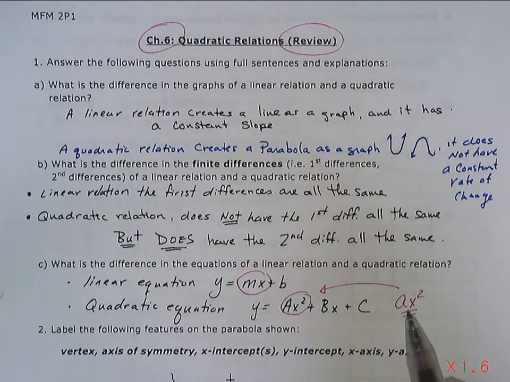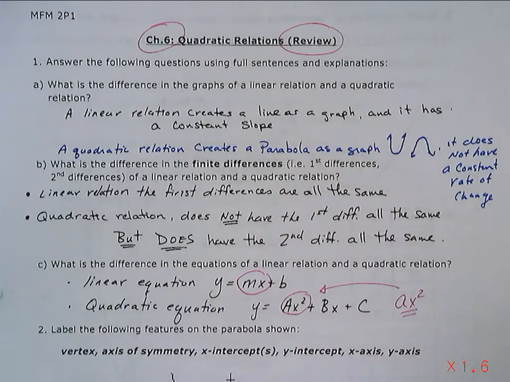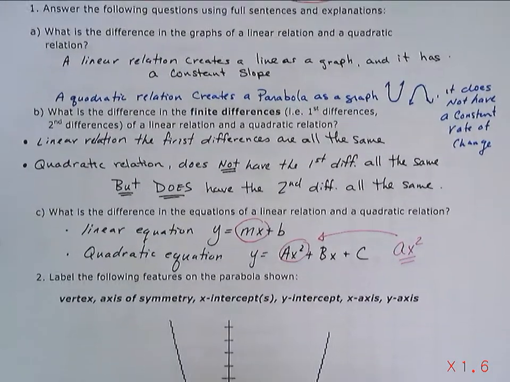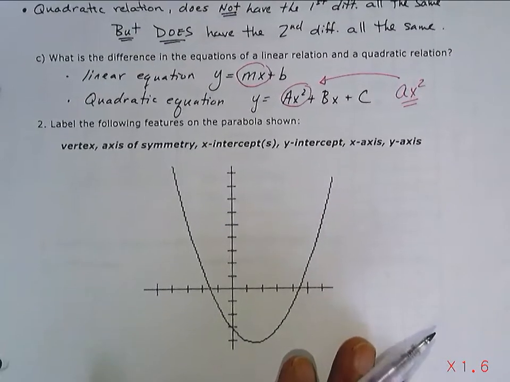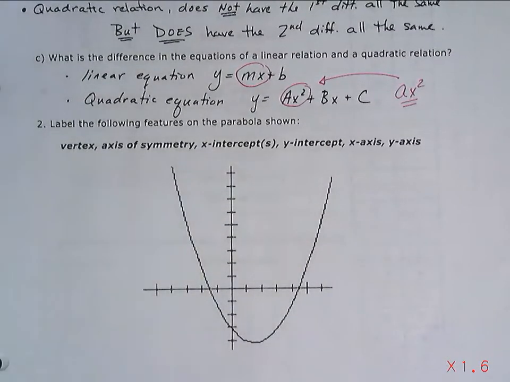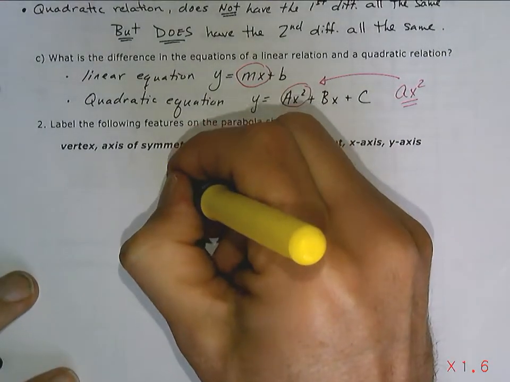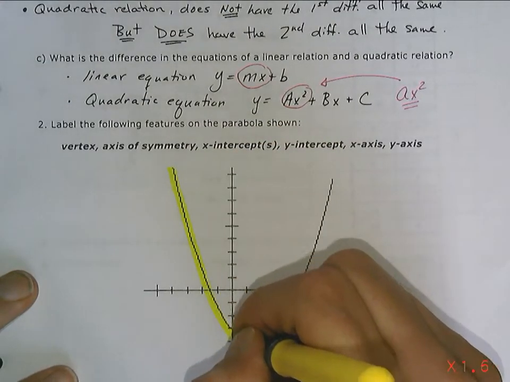So it's this x squared term that makes all the difference. It's what changes it from linear to quadratic. Okay, moving down. Label the following features on this parabola. Well, the parabola is this. It's the U-shaped curve.